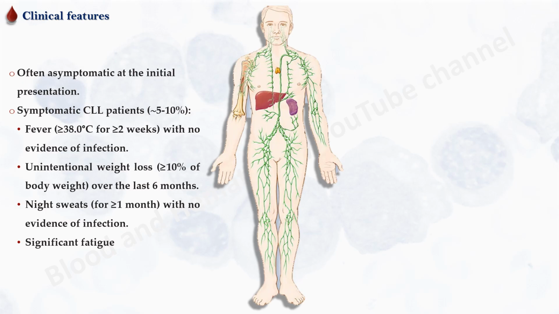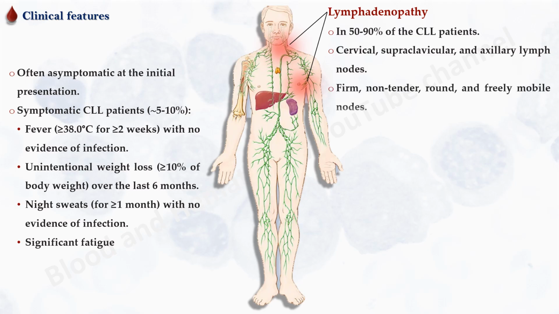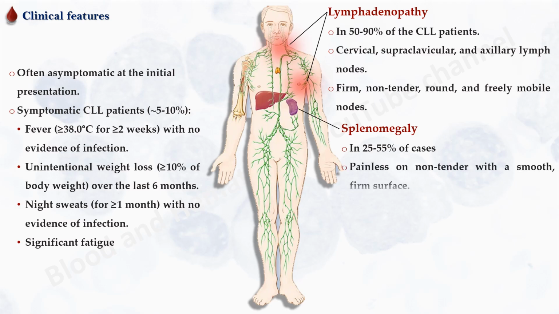Upon physical examination, 50 to 90% of CLL patients present with lymphadenopathy. The most common sites include cervical, supraclavicular, and axillary lymph nodes. On palpation, the nodes are firm, non-tender, round, and freely mobile. Splenomegaly is the second most commonly enlarged lymphoid organ, seen in 25 to 55% of cases. On palpation, it is painless and non-tender with a smooth and firm surface.